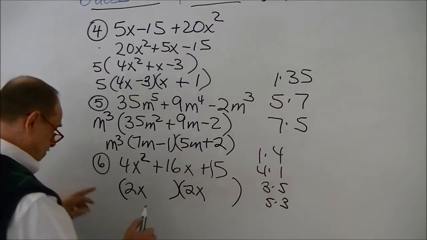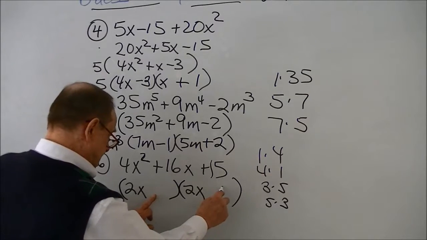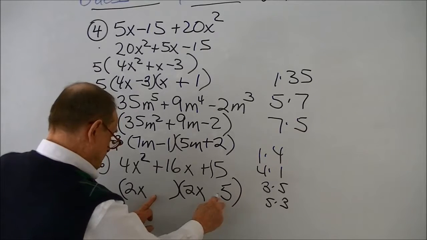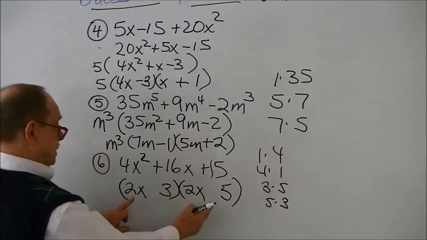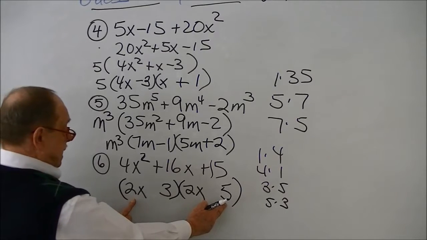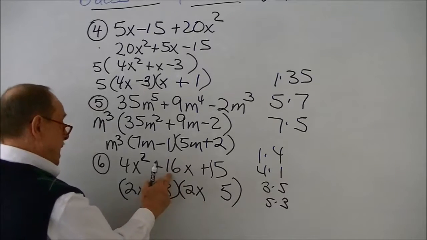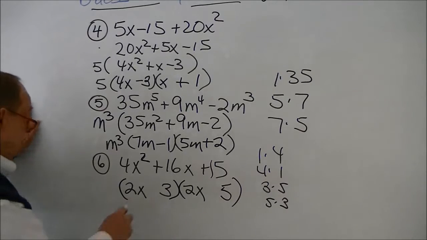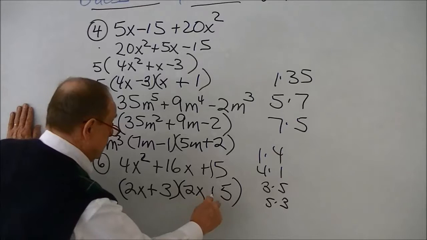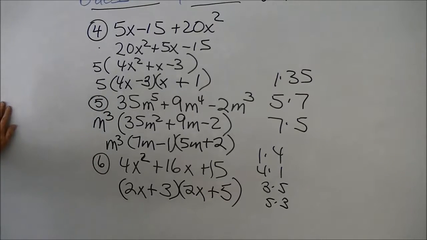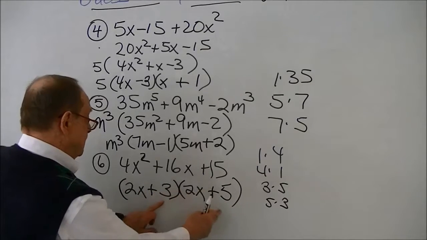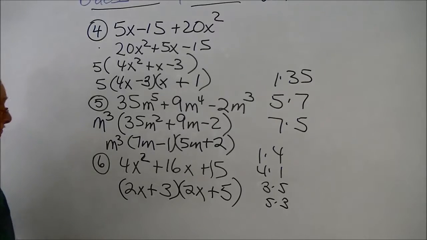Oh, I see it. This is going to be a 5 here, and this is going to be a 3 here. Okay, that's good. Because there's a positive 10, positive 6 adds up to 16. I'm kind of lucking out today, but these are challenging. And FOIL it. Outers, inners, I did that one. Yeah, that checks.